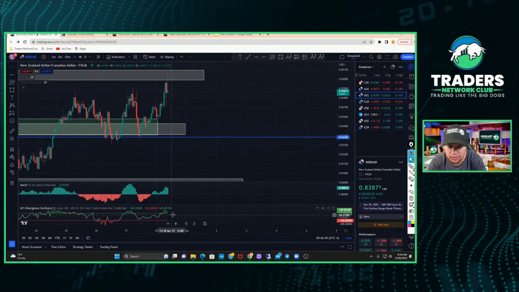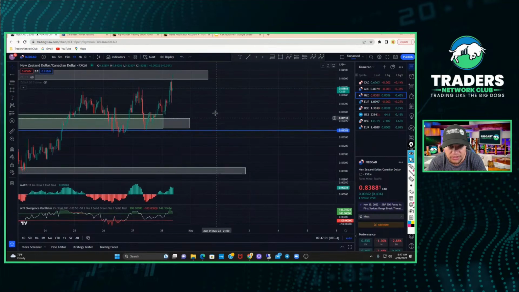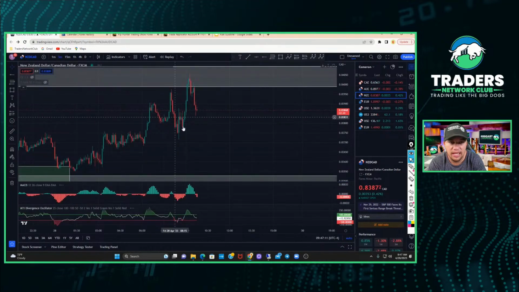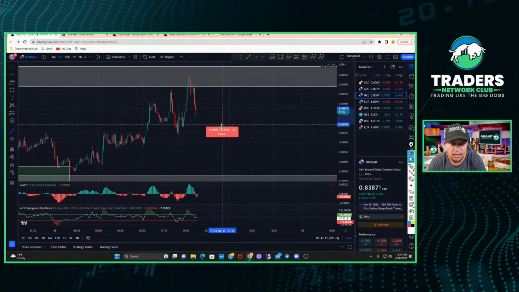We can see here in the 1 hour, not much negative divergence showing. So we're still seeing a little bit of price in an overbought position here, just kind of working its way. Not much here, just choppiness as well here on the New Zealand CAD. If I go to the 5 minute time frame, we can see not a lot of movement here.